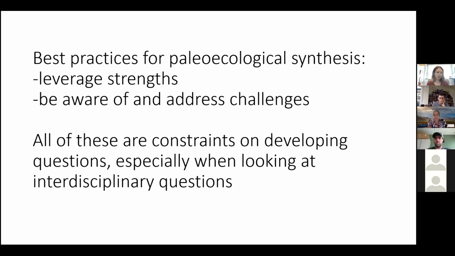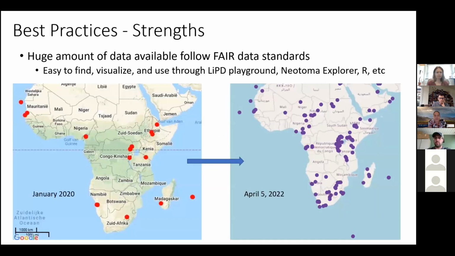And I wanted to think a little bit about some of the constraints that I felt, based on the data there, were for developing questions, especially interdisciplinary questions. And within that, thinking about leveraging the strengths of the data, especially the new data, while being aware of and addressing some of the challenges that I see.